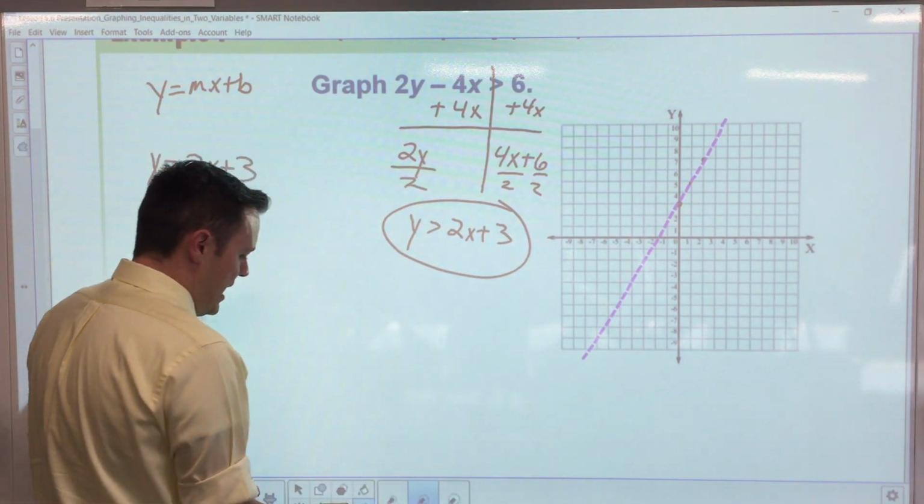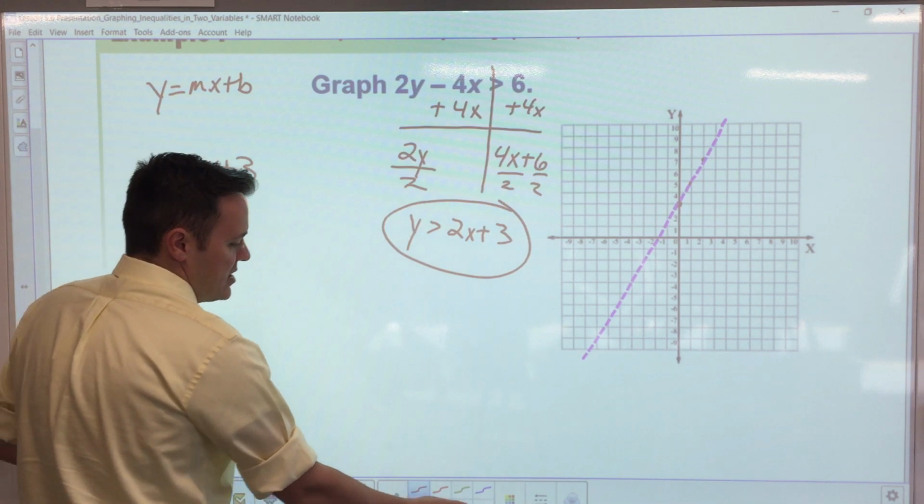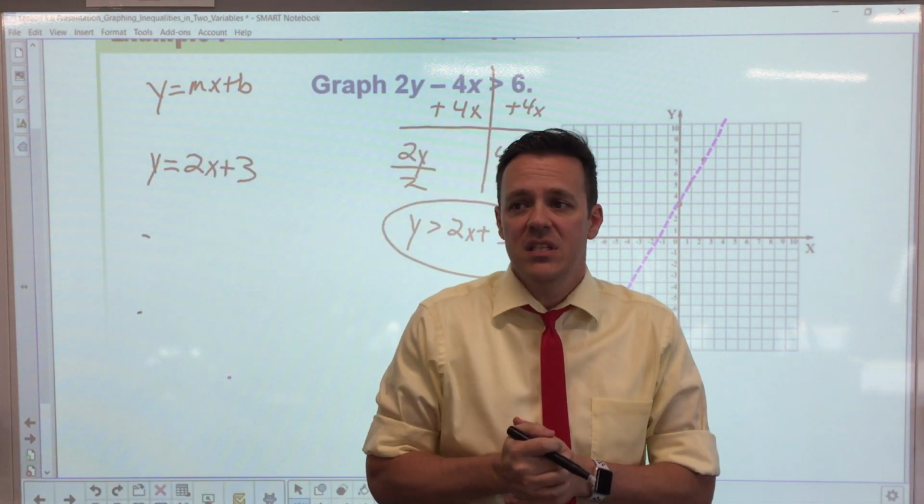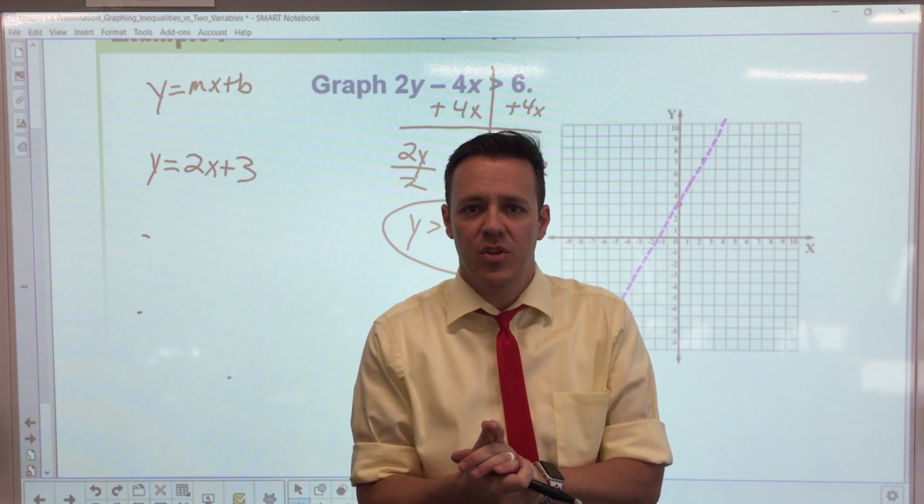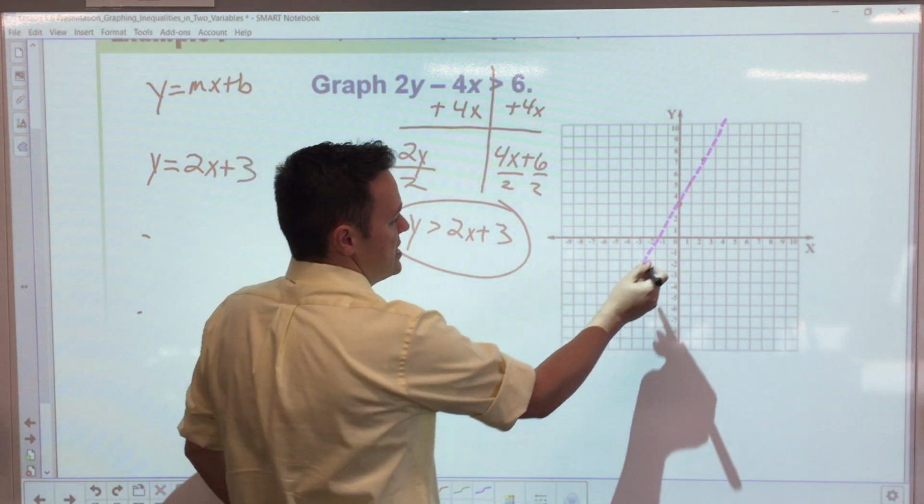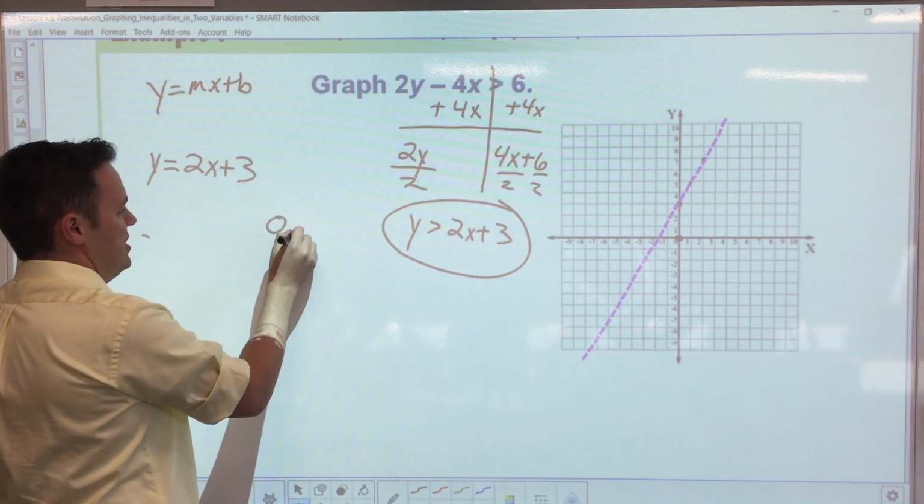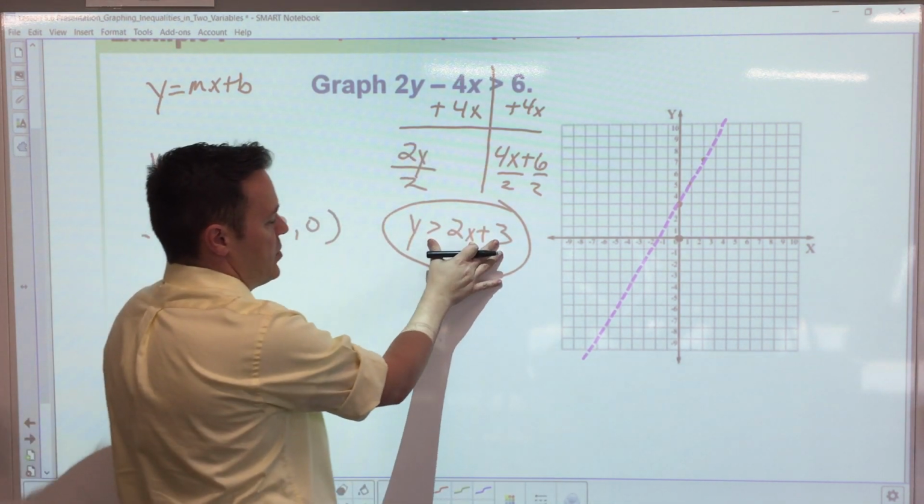We need to know what side to shade. In my class, we had talked about today making sure you guys understand the simplicity of this: pick the simplest point possible to graph. And the simplest point is the origin, (0, 0). Okay? So we're going to plug (0, 0) into this.